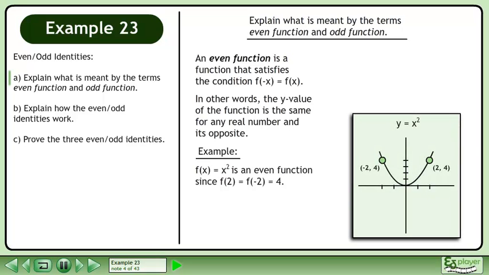For example, f of x equals x squared is an even function since f at 2 equals f at negative 2, which is equal to 4. Even functions are symmetric about the y-axis.